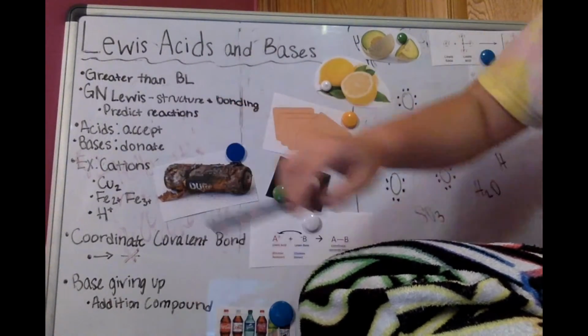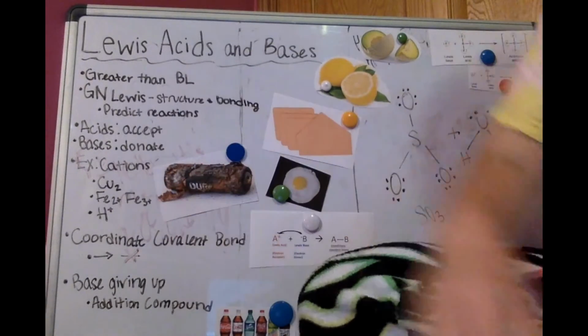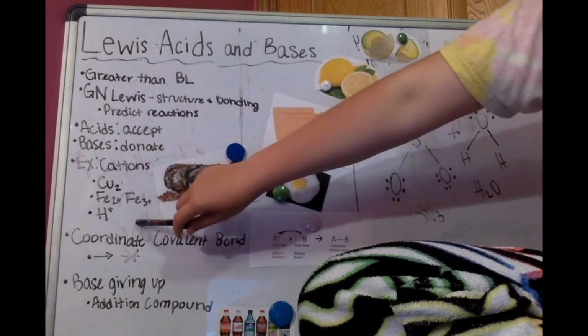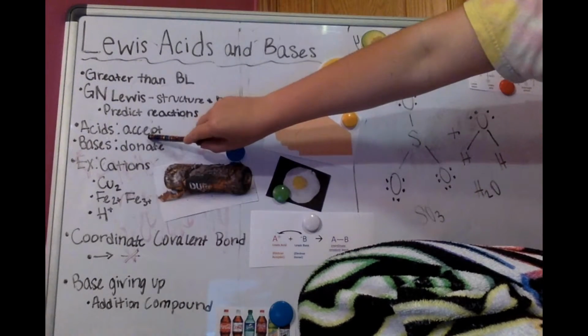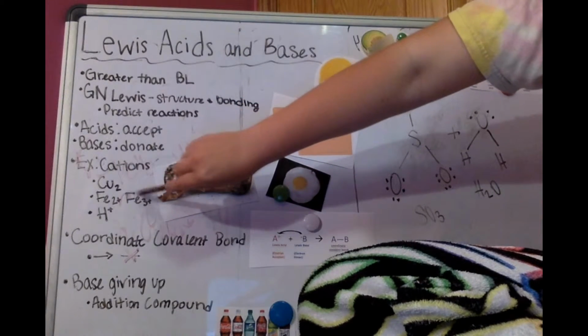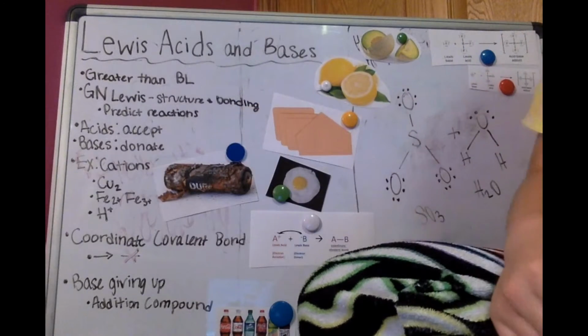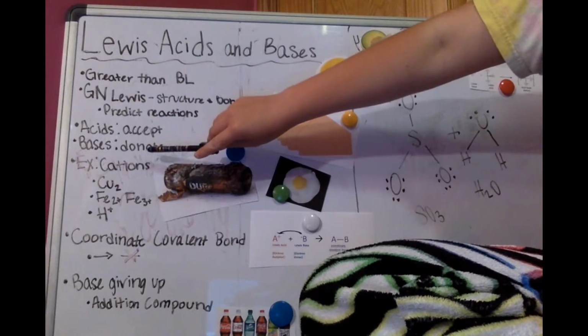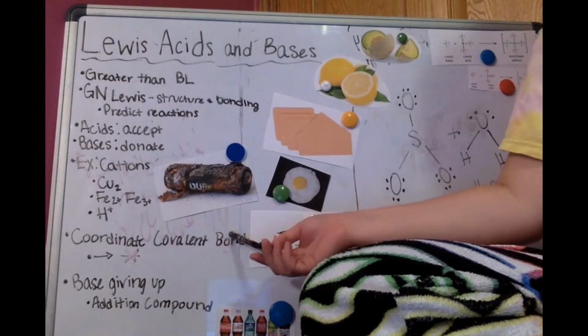Examples of acids are cations, such as copper, iron, or hydrogen. All of these elements need electrons, so bases will give the cations electrons so that they can have 8, and then they're both happy. Now, when a base donates an electron to an acid, this is known as a coordinate covalent bond.